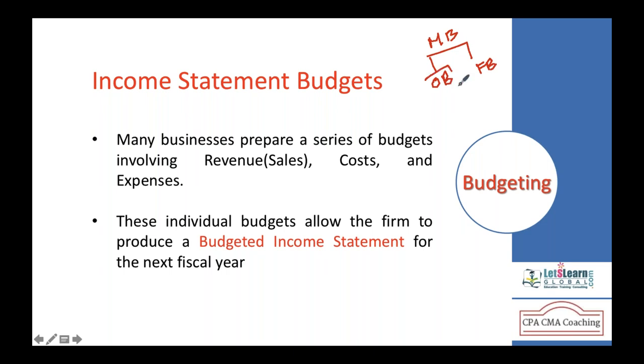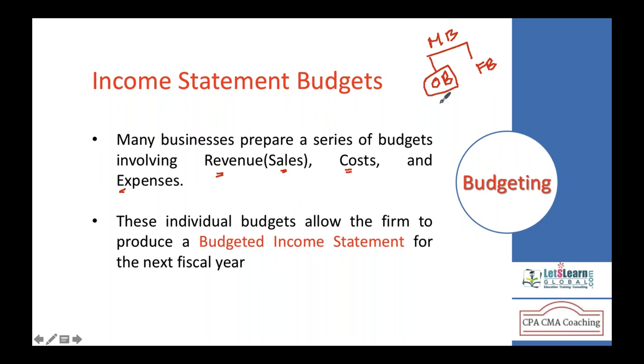In operating budgets, we prepare income statement budgets. The income statement budgets include sales budget and all the cost and expenses budgets. Sales budget is the first budget to be prepared in the budget preparation. Very first budget is sales budget.